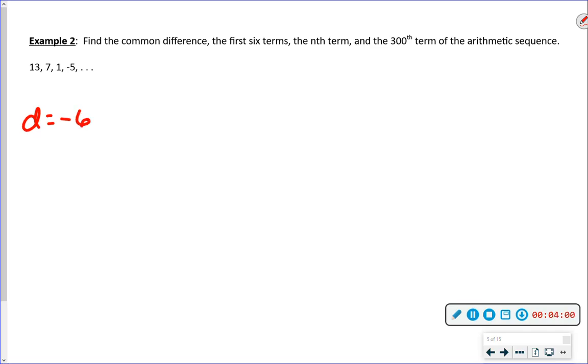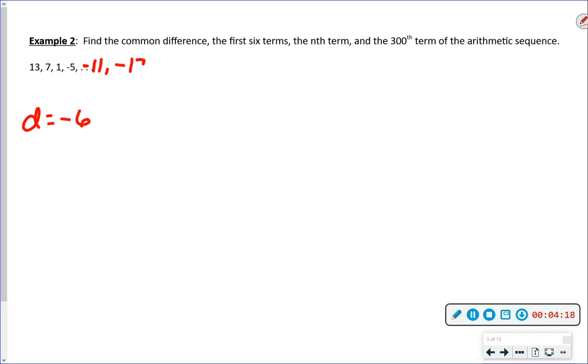Okay, then it wants the first 6 terms. Well, I wouldn't sweat this. We've got the first 4 up there. I think I can subtract 6 a couple times and not get too carried away. So if I subtract 6 from -5, what would be your next term? -11. And your next term?